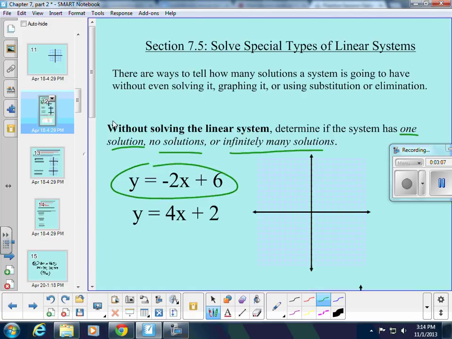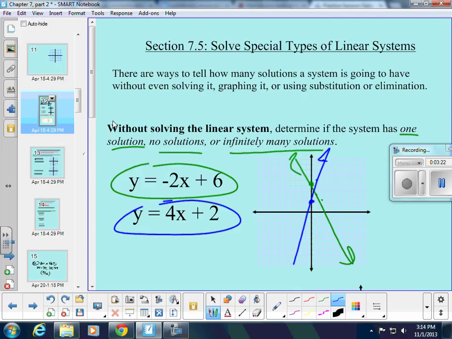I'll graph them just briefly here to show that. The y-intercept is 6, and this one goes down 2 over 1, down 2 over 1. It would look something like the line I have there. This second one, 4x plus 2, here's my y-intercept at 2. I'm going to go up 4 over 1, up 4 over 1. It would look something like that. So yeah, those lines are going to cross.